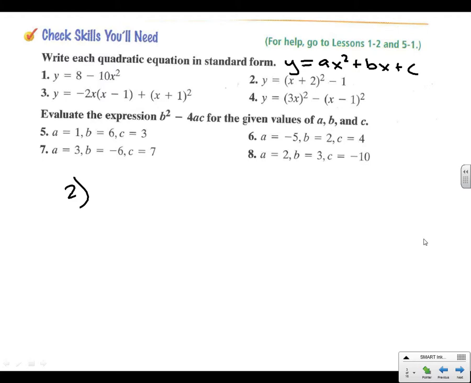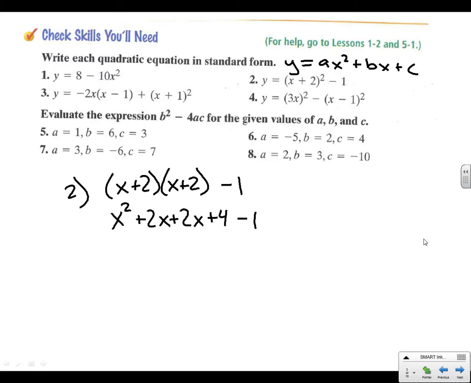(x plus 2) squared minus 1. I'm going to FOIL first because (x plus 2) squared is really (x plus 2)(x plus 2) with a minus 1 on the end. So first, outside, inside, and last, let's clean that up. We've got x squared plus 4x plus 3. And that would be our answer for number 2. So your job is to get 1, 3, and 4. And I'll do 5 here.